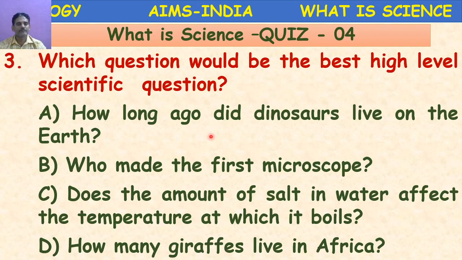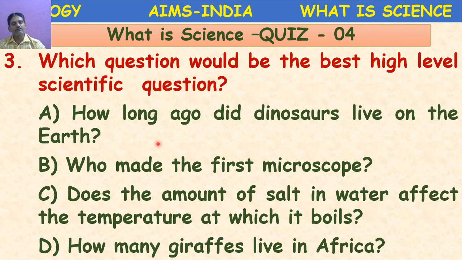You have to analyze. So let us analyze. How long ago did dinosaurs live on the earth? Some thousand or millions of years ago. You can predict it. Easy. Next, who made the first microscope? Which is already known. Anton van Leeuwenhoek. You can easily say who made the first microscope.